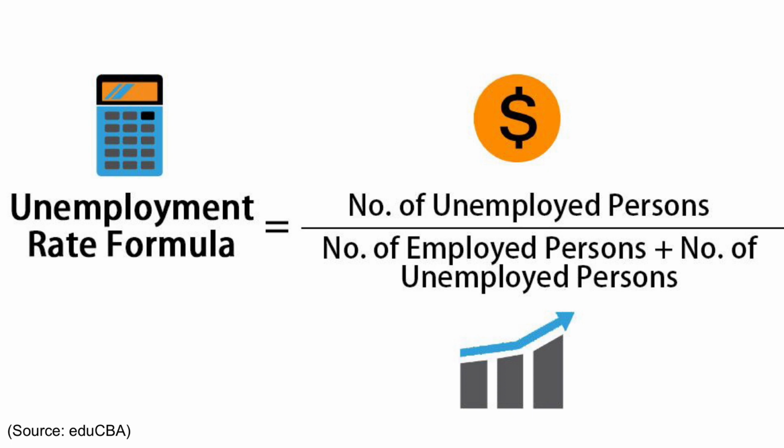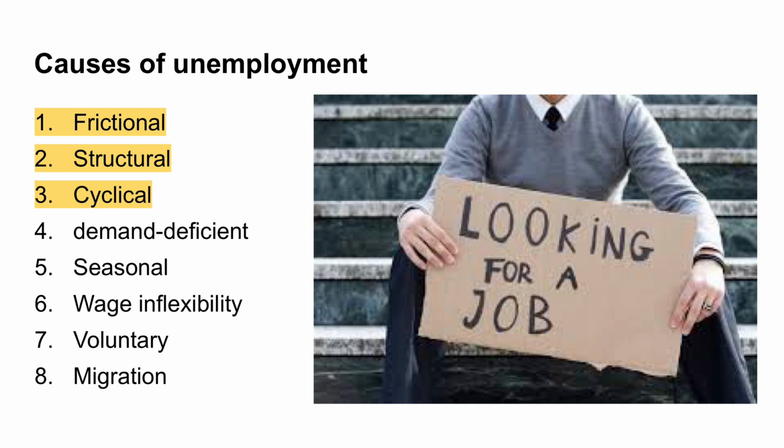Next, let's talk about how the unemployment rate is calculated. The formula is the number of unemployed people divided by the number of the labor force. Moving forward, we're going to focus on causes and effects of unemployment. There are 8 causes of unemployment, and in this video we will be introducing the 3 main causes.